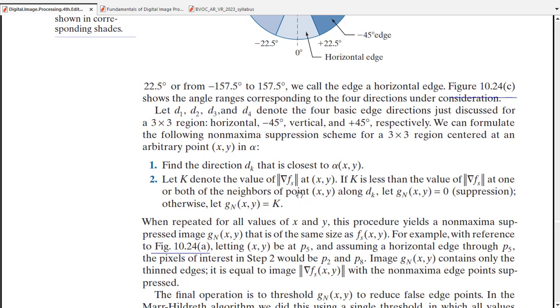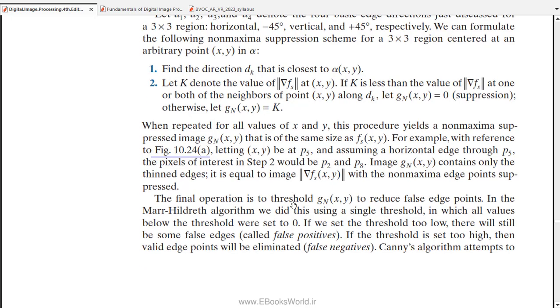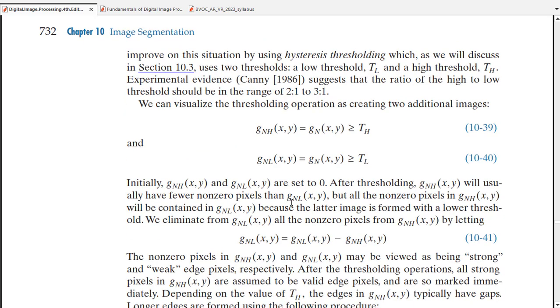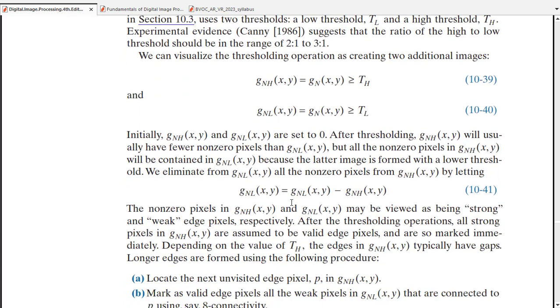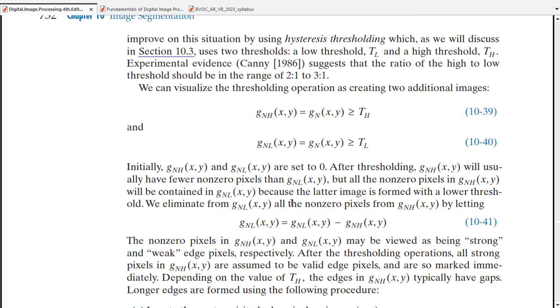So we apply non-maximum suppression. We identify these directions, and k denotes the norm of the gradient of f_s at x, y. Repeating this for values of x and y, we apply thresholding, and both false positives and false negatives are suppressed by the thresholding value. So for the two additional images, we implement a threshold: a low threshold and a high threshold, TH and TL.